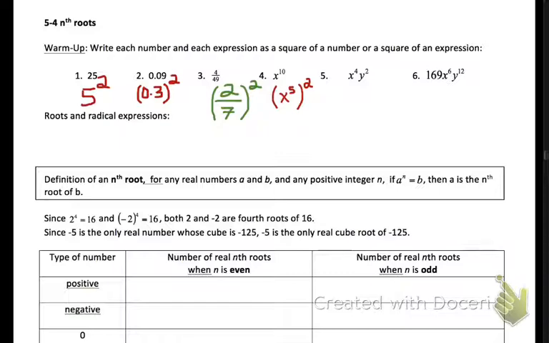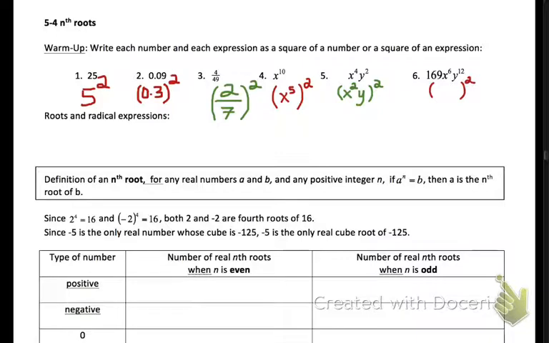Number 5, something squared is x to the 4th y squared. Well, x squared, if it's squared, would be x to the 4th. And y by itself squared would be y squared. So this is x squared y, that quantity squared.